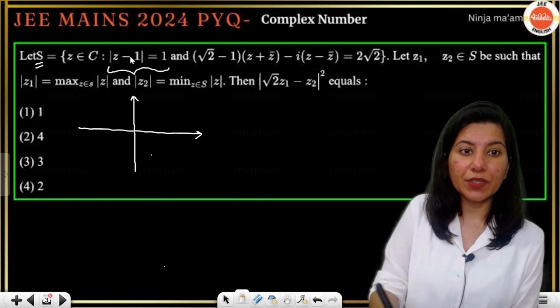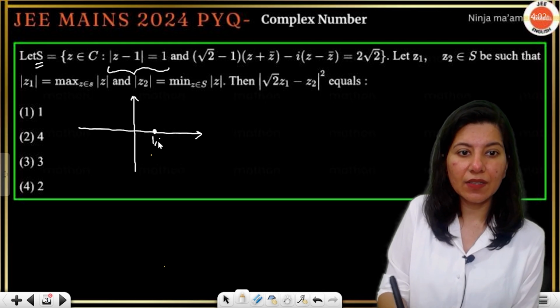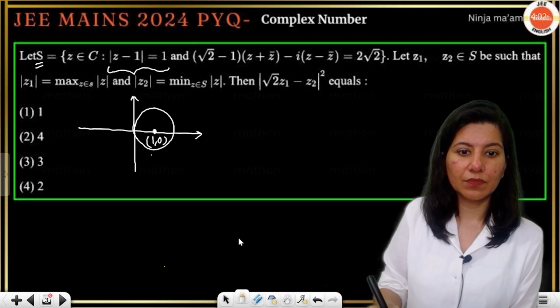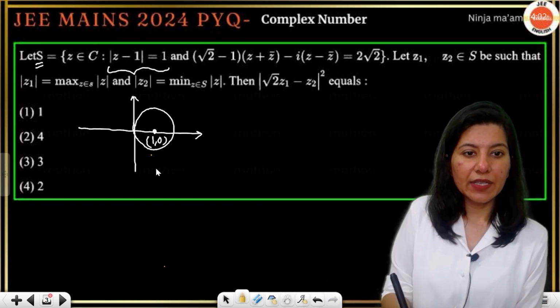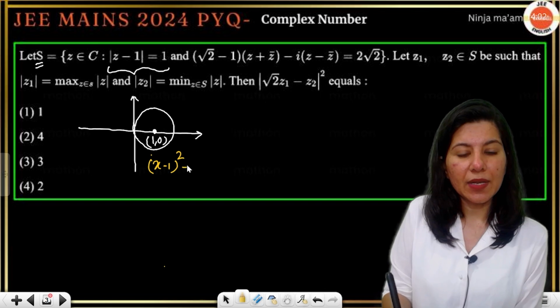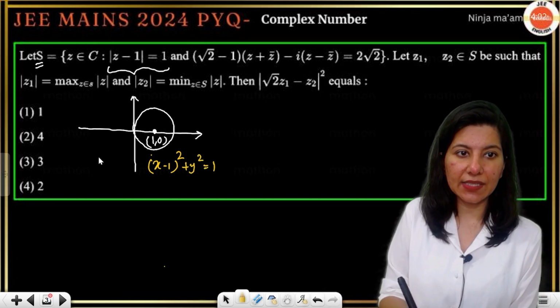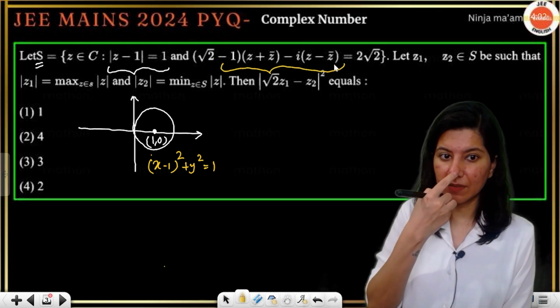whose center is 1, 0 and radius is 1. So this is the circle. I can also write (x minus 1) whole square plus y square equals 1. This is the circle, right? Set S. Now what about this?